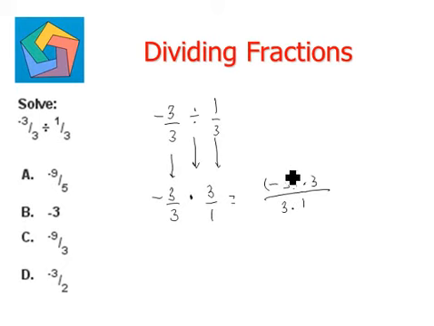3 times -3 is -9. 3 times 1 is 3. So here we see 9 is divisible by 3 and 3 itself is divisible by 3. So we just write it down as -3/1, or simply -3 is the answer. This is found in option B, which is the correct answer.